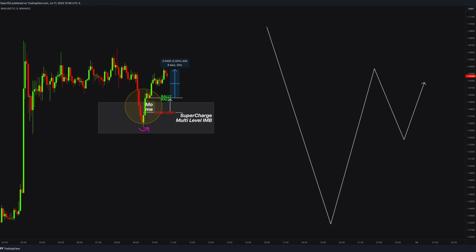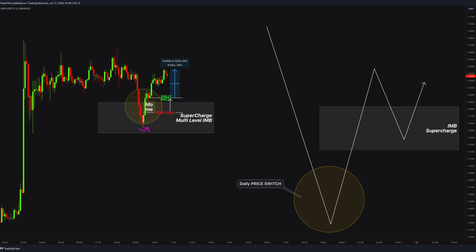Let's have a quick recap on this price action. With the recent events of Donald Trump, the whole crypto world gained power and started to rally. After a while, prices took a little break and pulled back into this multi-level imbalance area to fill up. With the micro switch here, you made your entry. Again, markets are cruel. Take your profits and move your stop loss to break even.